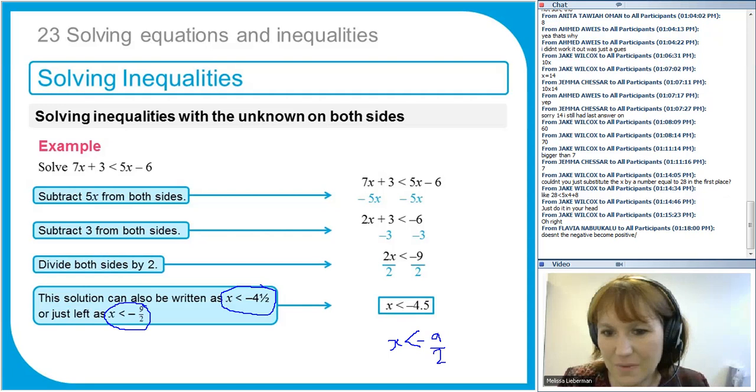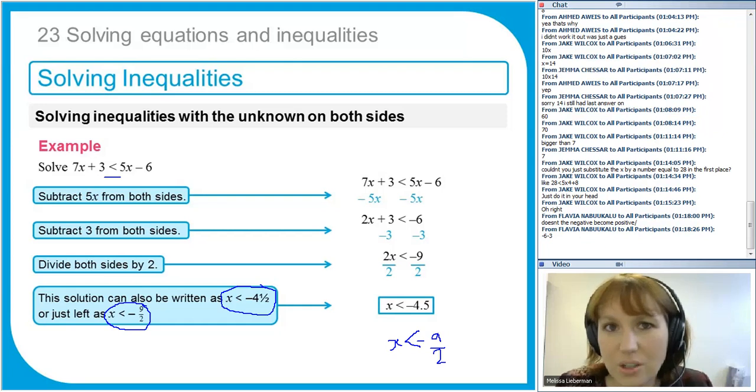Doesn't the negative become positive? If we're dividing a negative number by a positive number, it's still negative. The only time the sign changes is when we're dividing a negative by a negative. Otherwise, dividing by a positive number doesn't have any effect on the sign, it just stays the same. Does that make sense? So if I've got minus 9 divided by 2, it's just minus 4.5.